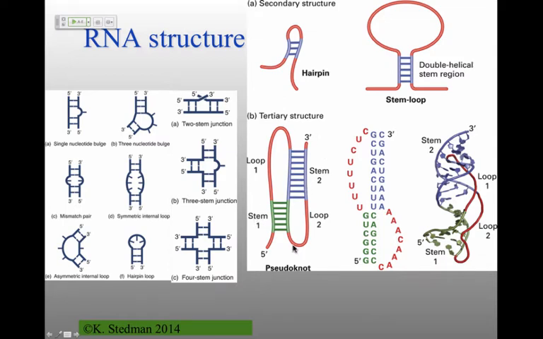If you just draw them out in 2 dimensions, they look like this. In 3 dimensions, they're actually a more or less continuous Watson-Crick double helix with some extra loops that are hanging out on the outside. We'll talk about pseudoknots later on when we talk about transcriptional and translational regulation. Turns out they're critical for virus replication, like HIV.